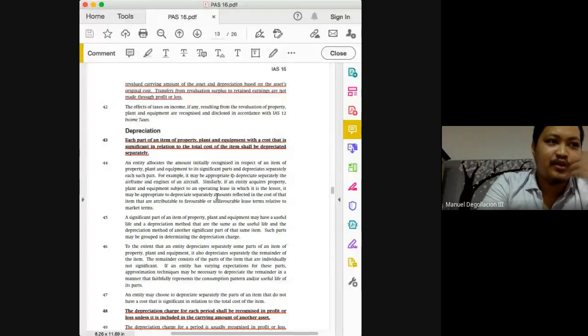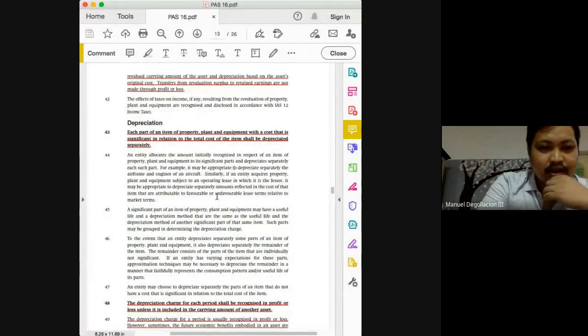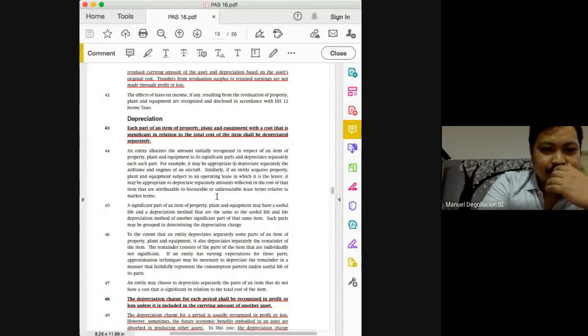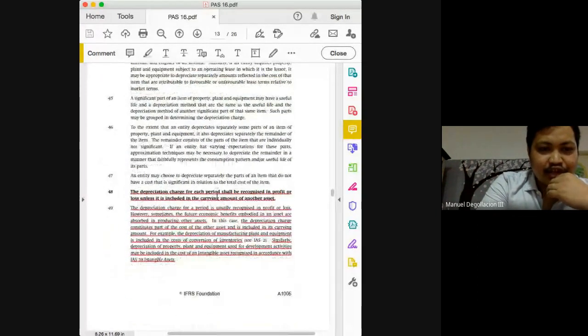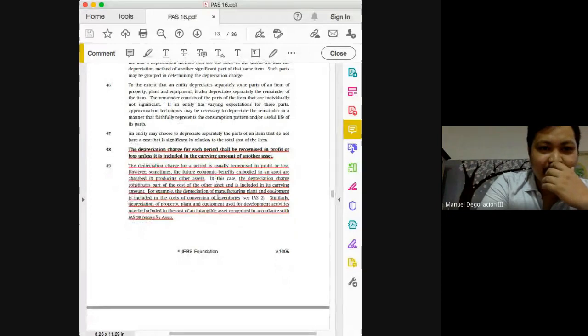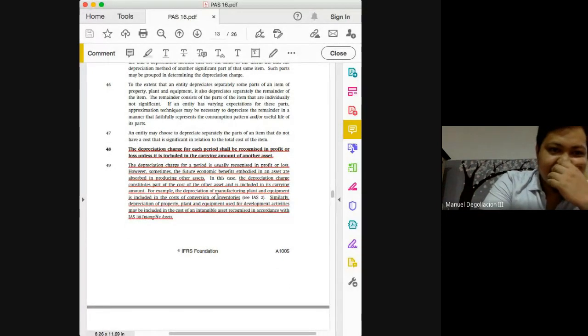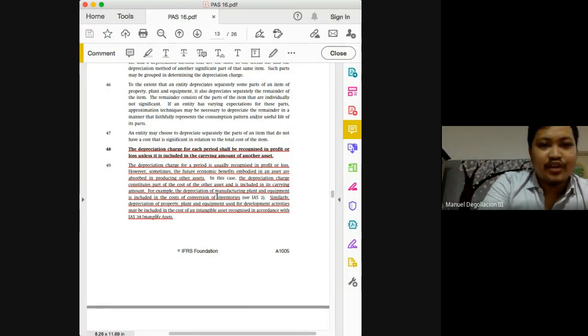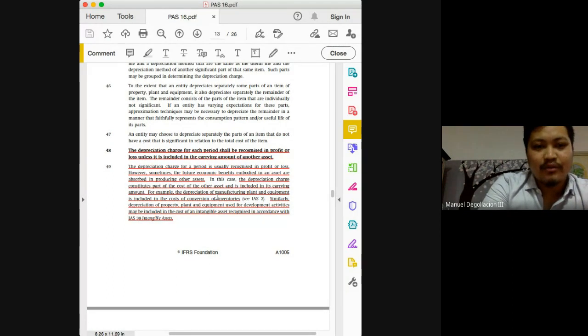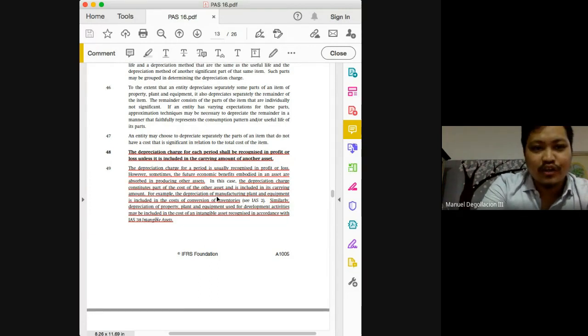They may have different useful lives, or you may even use different depreciation methods. If we go to paragraph 48, class, the depreciation charge for each period shall be recognized in profit or loss, unless it is included in the carrying amount of another asset. If you remember in your past course, class, if we have depreciation for factory equipment or machine, the depreciation can form part of the cost of your inventory.